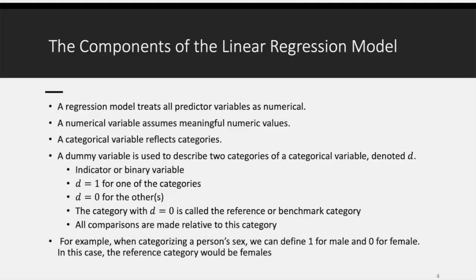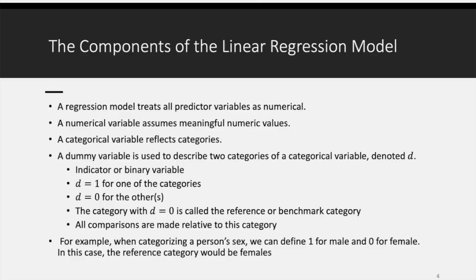Okay. A regression model treats all predictor variables as numerical, and this is important, you have to keep it in your mind. The regression model treats all predictor variables as numerical, but some observations are categorical. They have some categorical variables, so what we have to do, as we did in chapter 2, is convert them into numerical values. Just to recap, the observations of a numerical variable represent meaningful numbers. The observations of a categorical variable represent different categories. For example, income is a numerical variable, and marital status is a categorical variable.